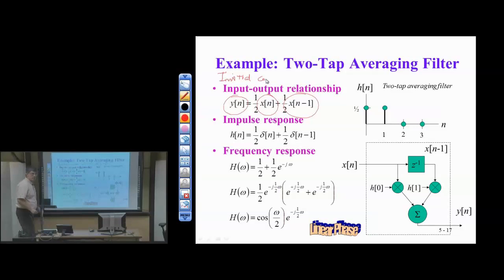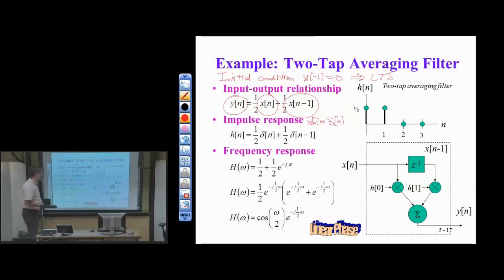The impulse response can be obtained by letting simply little x of n be equal to the impulse in discrete time. And the resulting impulse response is simply 1/2 of the discrete time impulse plus 1/2 of a delayed discrete time impulse, and that's plotted to the right here. So the impulse response has a value of 1/2 at the origin and value 1/2 at index n equals 1, and otherwise the amplitude is 0.